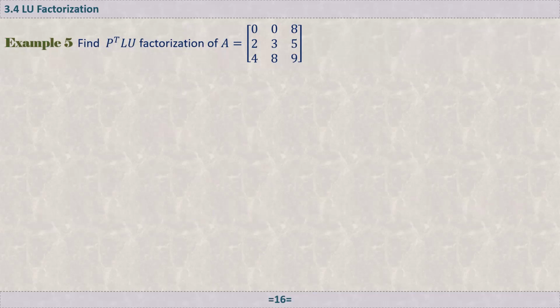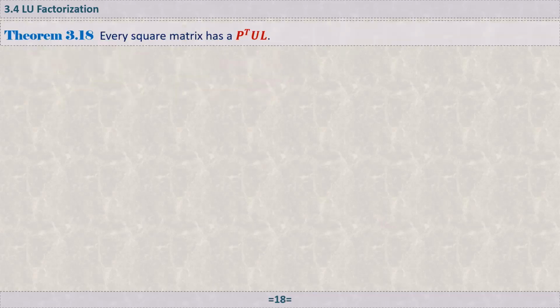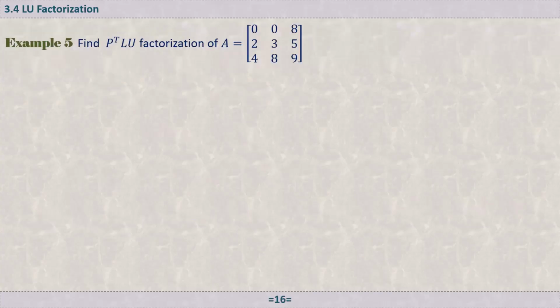Okay, another example. What is it? It says find the PTLU factorization of this matrix. Okay, let's just do this. Oh, we have 3 slides, and after that we will finish the class. Okay.